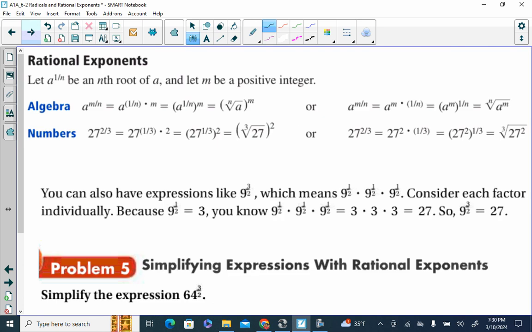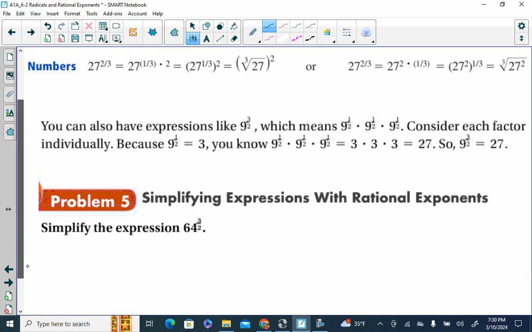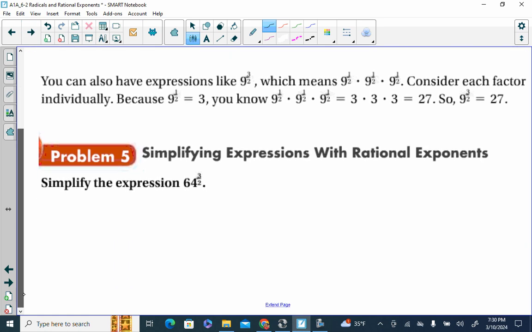All right, some other examples. We have all this algebra stuff up here. All right, let's take a look at what this means. So here we have 64 to the 3/2 power. Now let's talk about what this means.